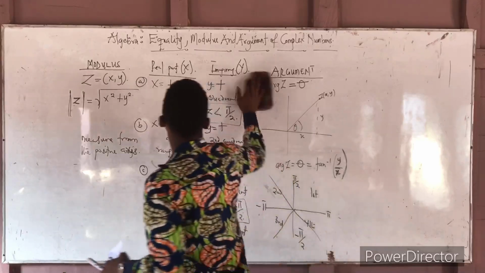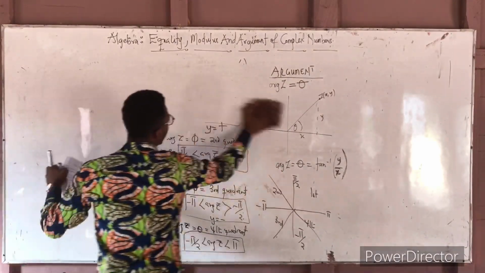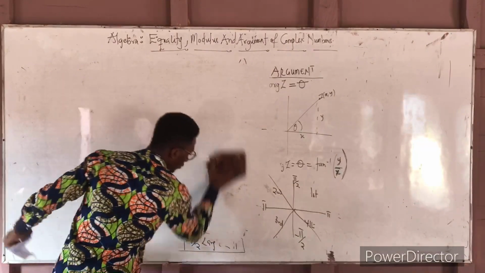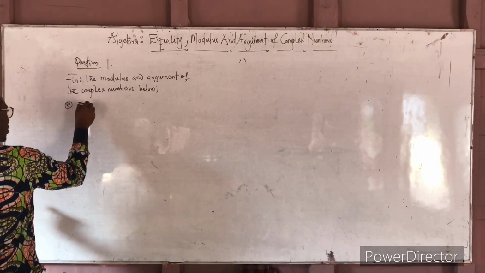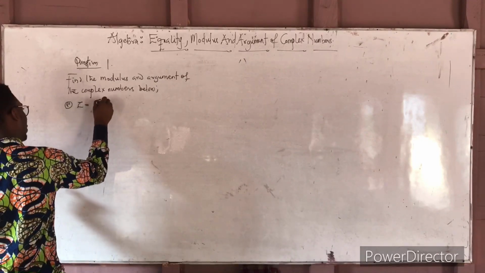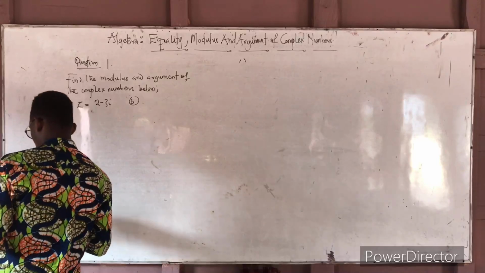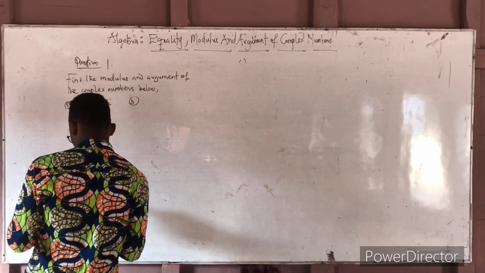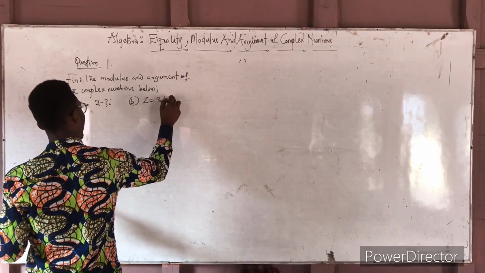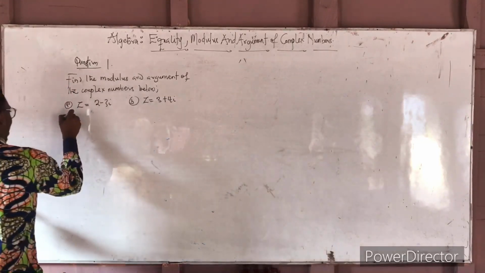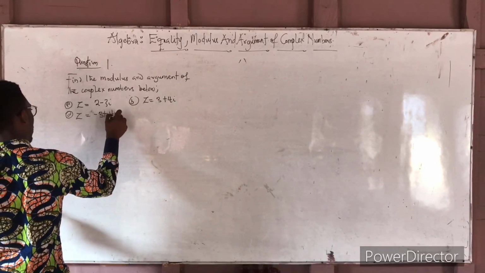So let's take two or three examples, and you will understand how we go about this. So now, this is the first complex number. We have z which is equal to 2 minus 3i, the second complex number z equal to 3 plus 4i, and the third complex number z, which is equal to minus 3 plus 4i.